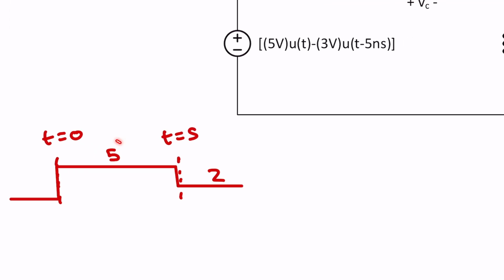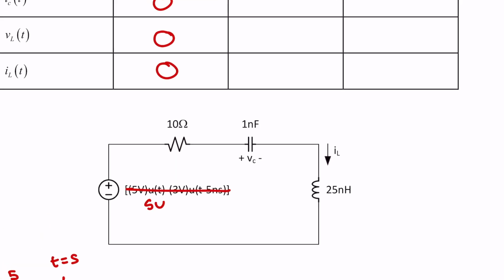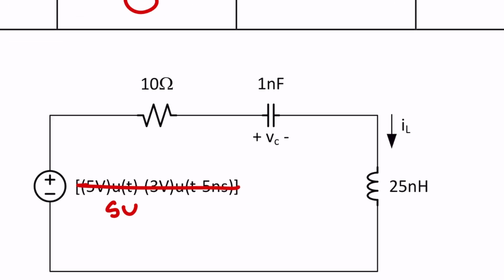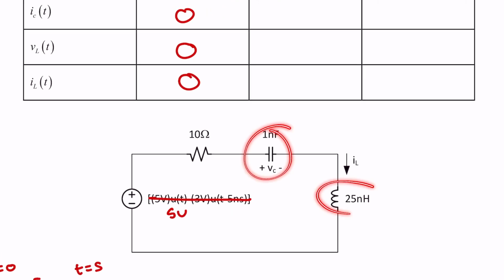Okay, so what do we know? Well, now the voltage is 5, right? So let's write that down. 5 volts. That's where we're at right now. What else do we know? Well, we're not in DC conditions anymore, so we can't just cancel these out anymore. We got to think a little more. So we're at 5 volts. What do we know about capacitors and inductors?